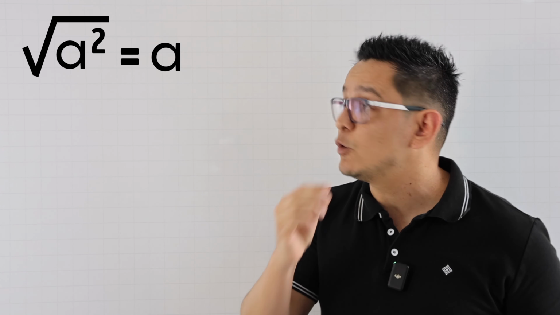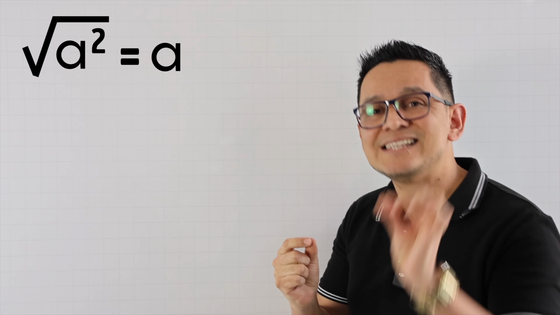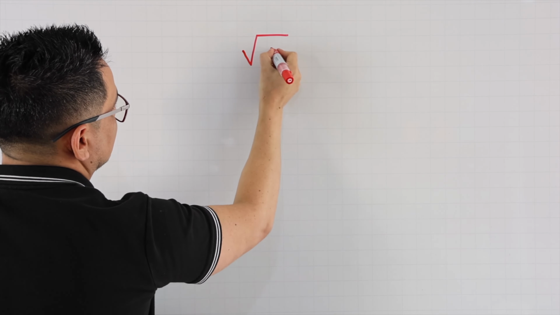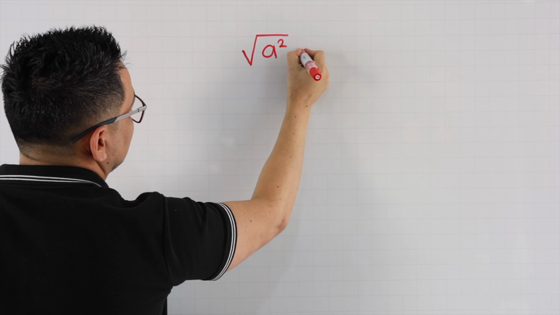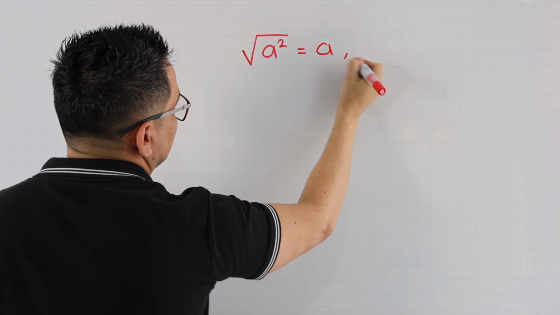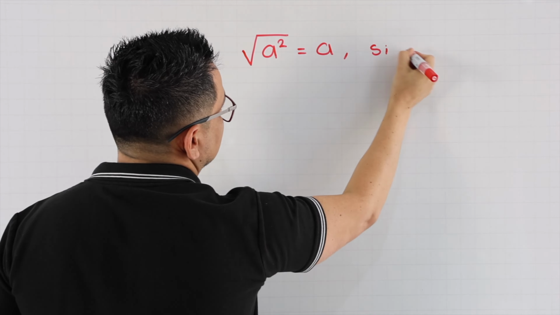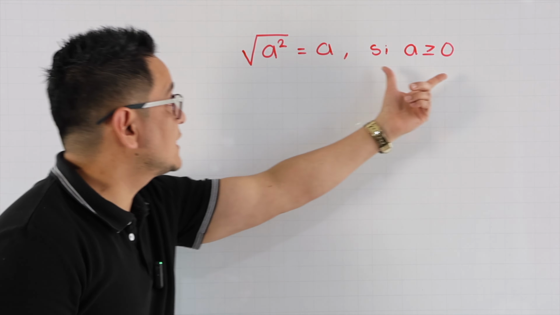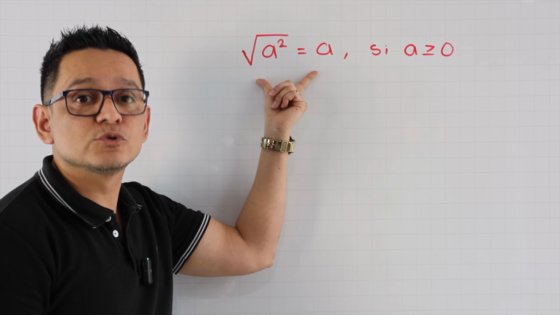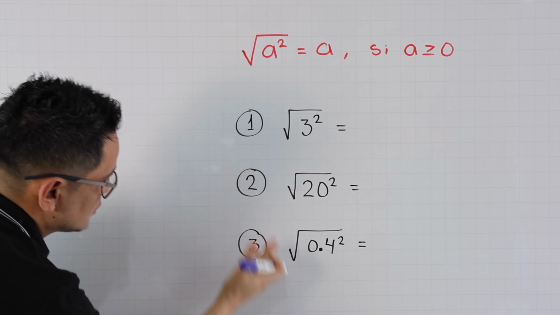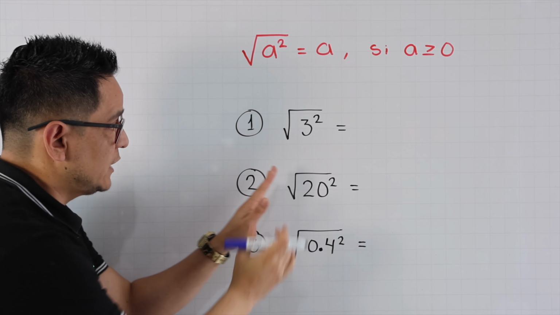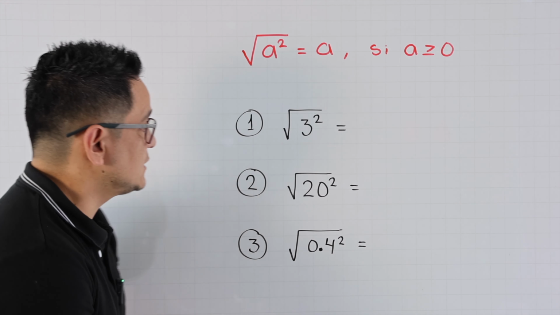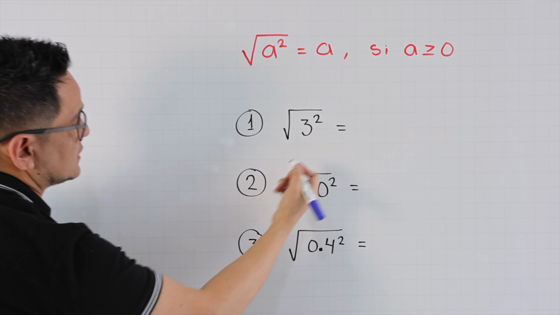So this expression we have here, when can it actually be useful for me? Well, it's only going to be useful for me when a is greater than or equal to 0. That's it. So let's write square root of a squared equals a, but only if a is greater than or equal to 0. Ready? With this restriction, now we can use this equality. Let's solve these exercises. I want you to notice that in all cases, a is greater than or equal to 0. All right, let's solve the exercises.